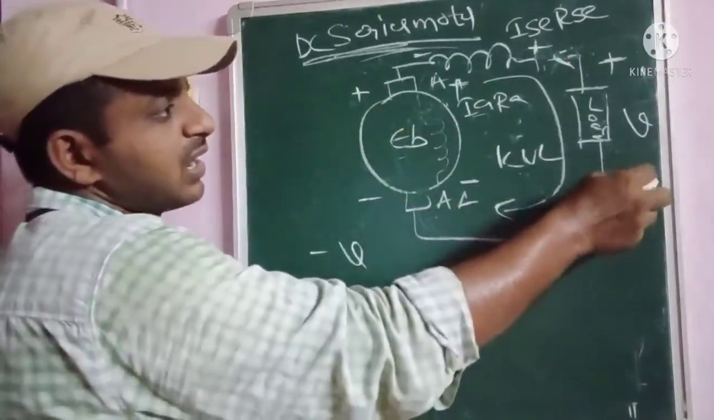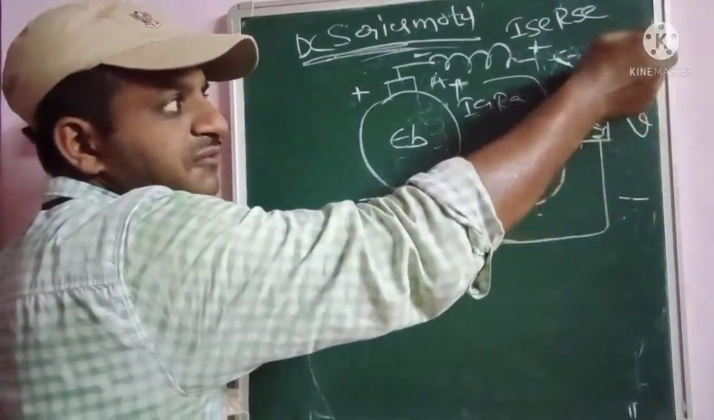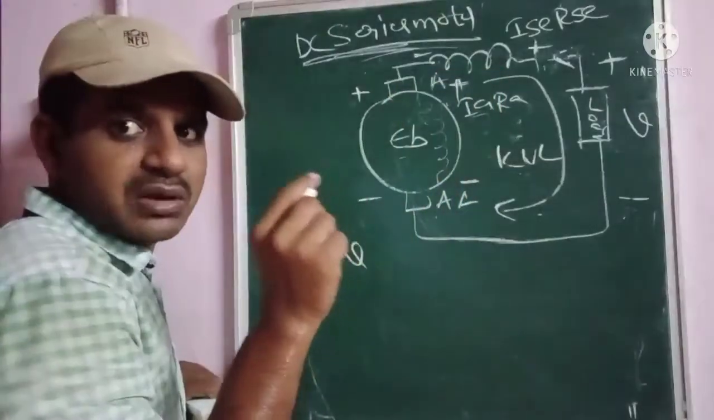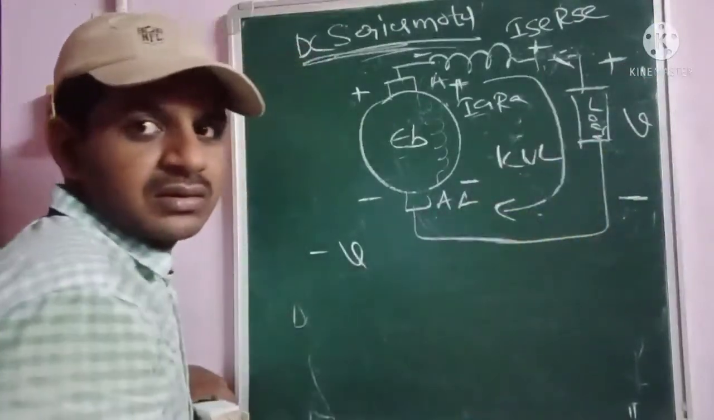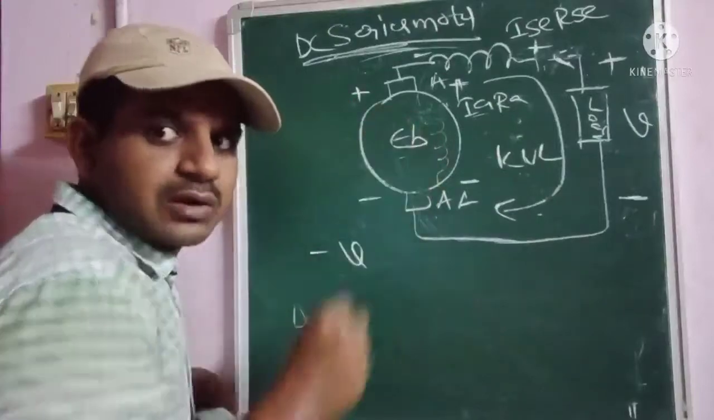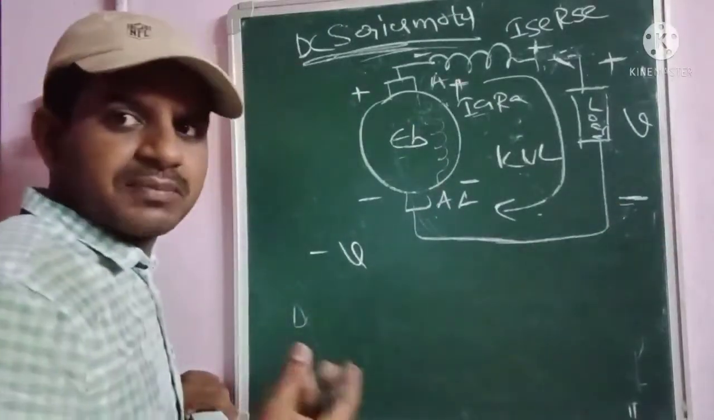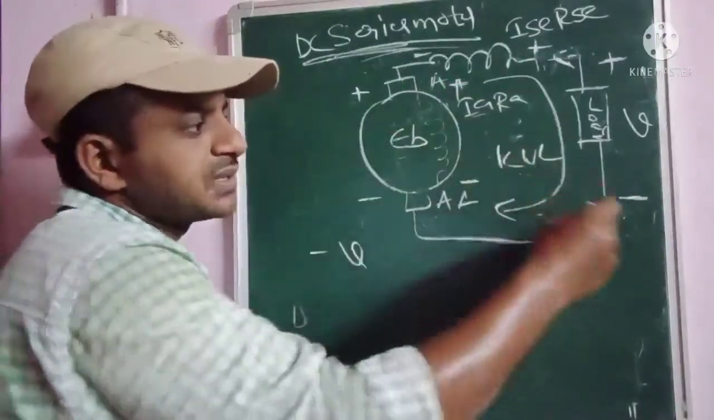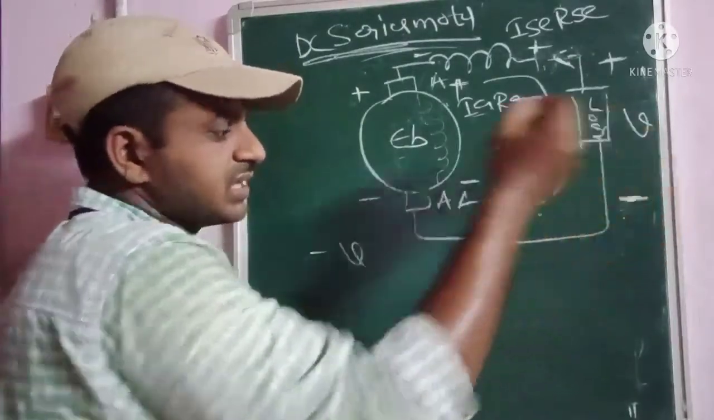Here we have to take the second terminal. Please remember this, it is very important. If you consider the first terminal, all components must be taken at the first instant only. If you take the second instant, all the different components must be taken at the second instant only. For simple calculation, we take the second terminal, so that is given as minus V.